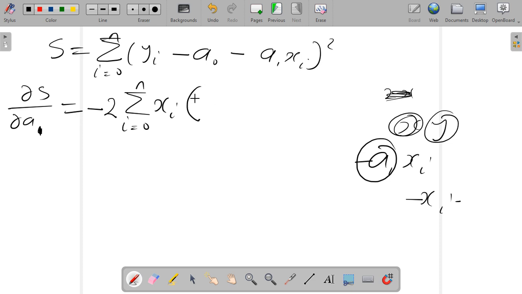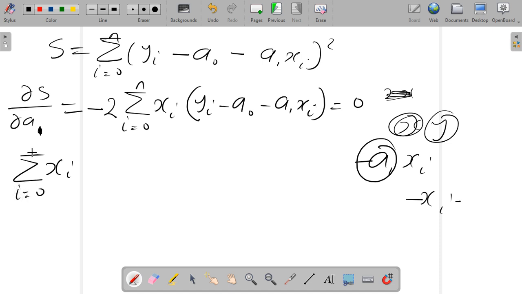So in the bracket, repeating everything, then remove 1 from the power, I have yi minus a0 minus a1 xi. If you remove 1 from the power, it is equal to 0. Don't forget, if we divide both sides by minus 2, you see that the minus 2 is gone. So I am left with the summation of xi, as i starts from 0 to n, of (yi minus a0 minus a1 xi), is equal to 0.